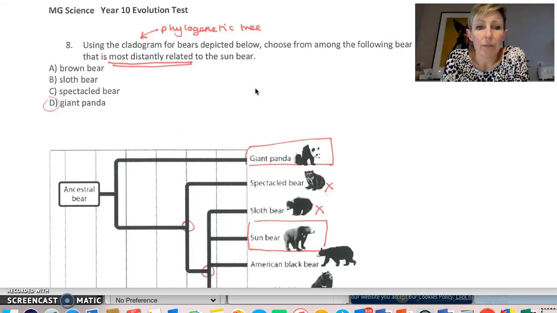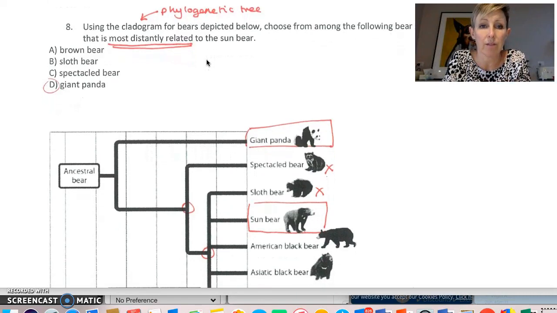Question 8. Using the cladogram, phylogenetic tree, very, very similar, for bears depicted below, choose from among the following bear species the one that is most distantly related to the sun bear. I really want you to annotate this kind of question so that you focus on the idea that it's a distant relationship you're looking for and not close relationship or common recent ancestry.